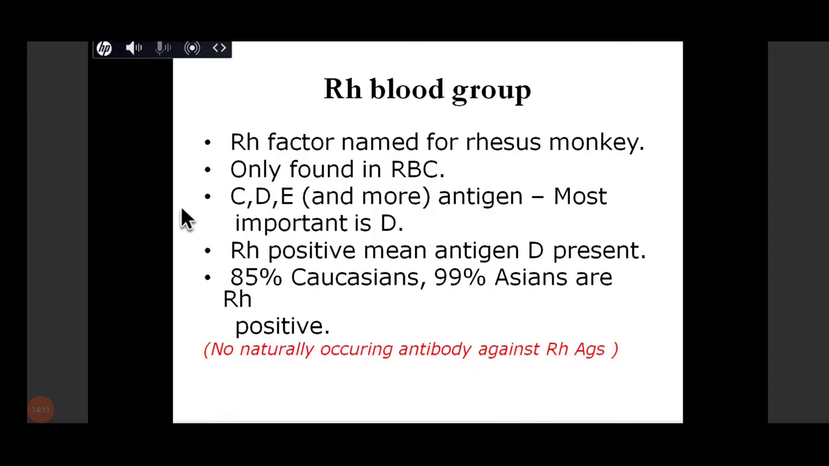Okay, coming to Rh blood group, Rh factor is named for the rhesus monkey, which you all know, and is found in red cells. This is just a revision of what you have done in your hemolytic disease of newborn. They have C, D, E, and most important is D. There are no naturally occurring antibodies against Rh antigen.